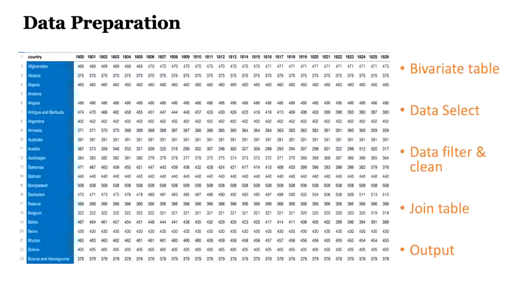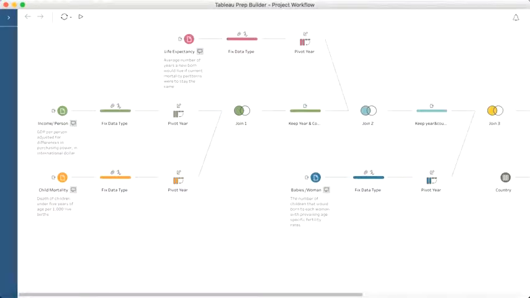As I open the child mortality data, there are many problems in my dataset. For example, we cannot directly visualize a bivariate table in Tableau, and there are some countries that have null values. Also, I only need the data from 2000 to 2018, so I want to use Tableau Prep Builder to solve this problem. Here is how the overall workflow looks. Let's get started from the beginning.